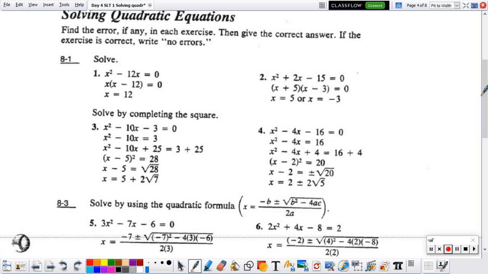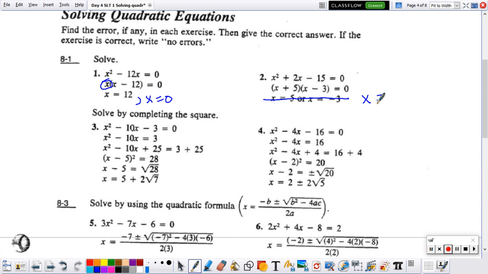Okay, I'm assuming that you have now had a chance to look at them. If we take a look at number 1, we see indeed there is an error right here. It appears they've divided both sides by x, and that's sad because x equals 0 is also a solution. Number 2 is also done incorrectly because they didn't really apply the zero product property.